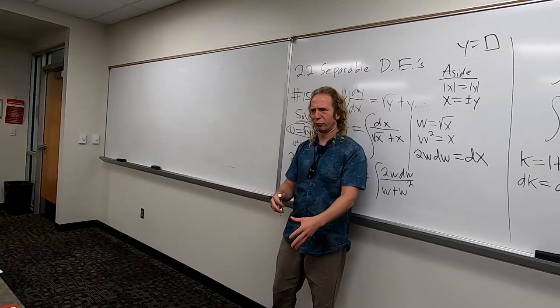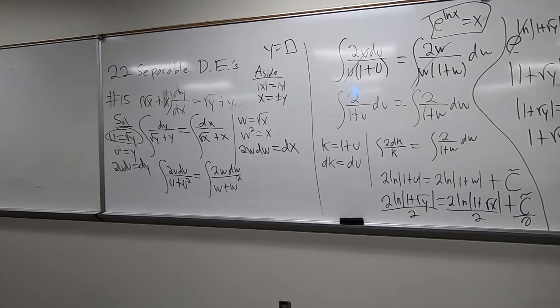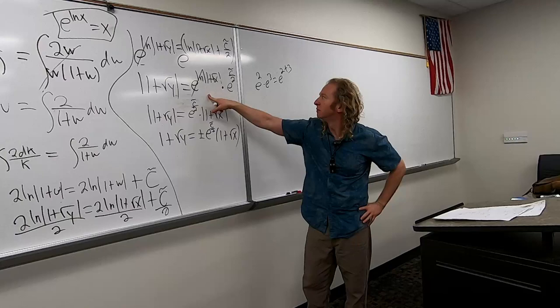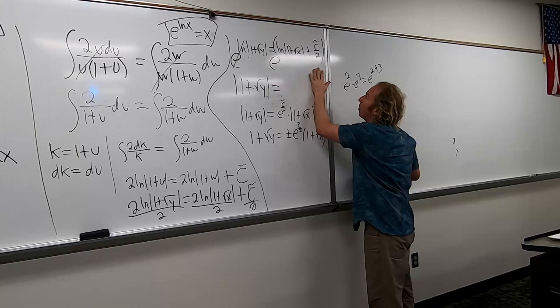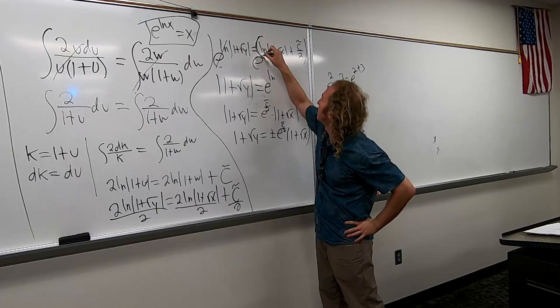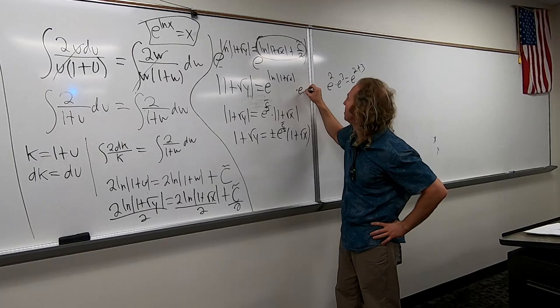Yes? Before, there, why didn't you just cross out e to the ln and then write absolute value 1 plus square root of x plus c over 2? Ah, because you can't. So going from here to here? Yeah, let me just show you again. This might not make sense because I'm just writing down the same thing I had before. So this is one thing. This is an exponent. So it's times e to the c tilde over 2.